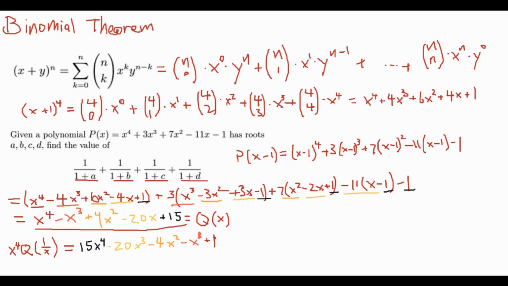Okay, now we have finally reached a polynomial with roots 1 over 1 plus a, 1 over 1 plus b, 1 over 1 plus c, and 1 over 1 plus d. So now we can just use Vieta's formulas to get that the sum of these roots is 20 over 15, which is, if I can do my math correctly, 4 over 3, and we are done.